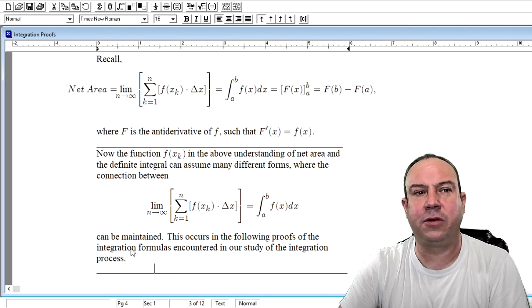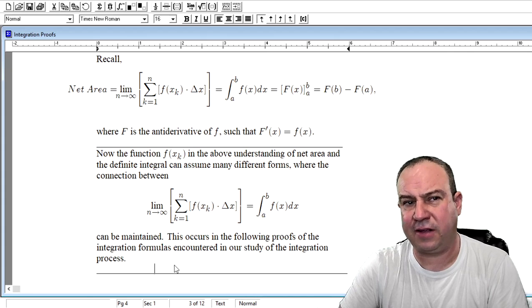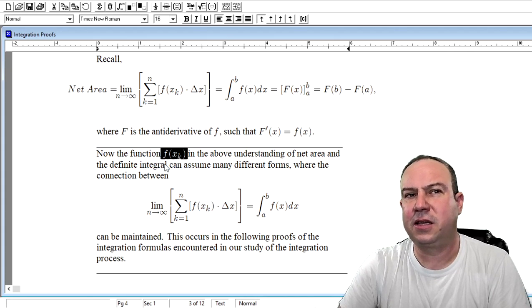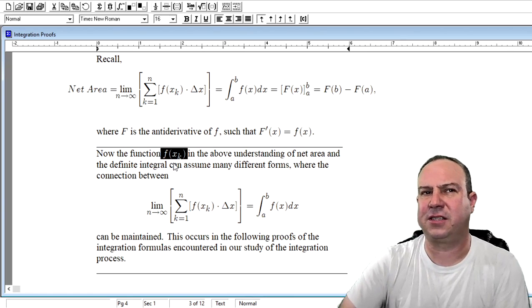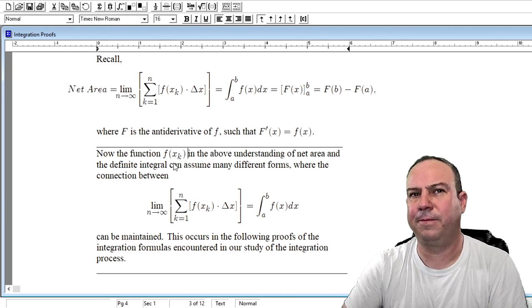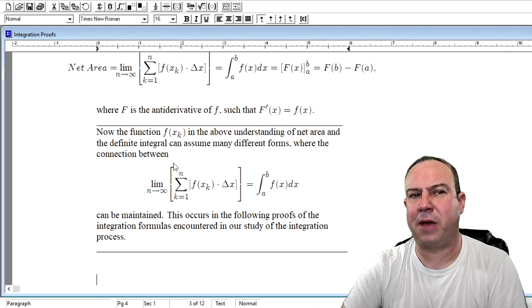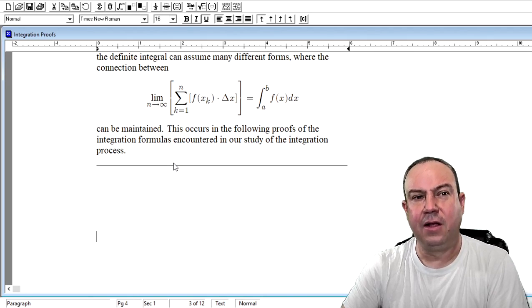This occurs in the following proofs of the integration formulas encountered in our study of the integration process. We're going to look at interpreting f of x sub k differently, right? And making a connection back to it. Let's start with the distance formula.